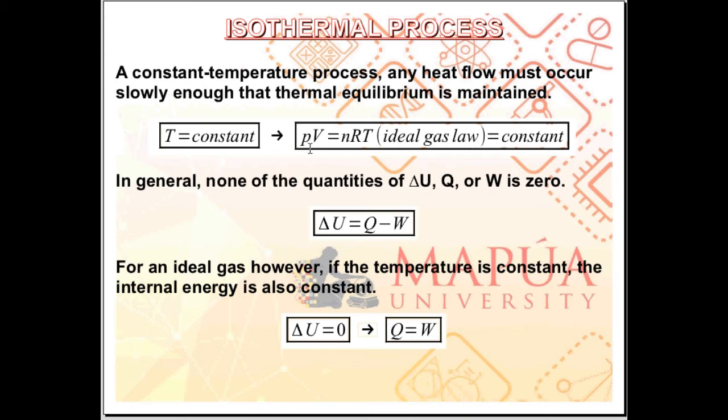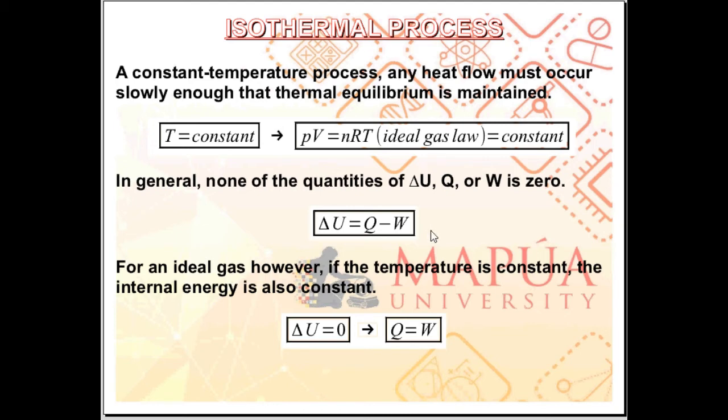Pressure times volume is constant in an isothermal process. In general, none of the quantities, delta U, Q, or work, is zero. They may be zero, but not necessarily zero. None of the quantities is zero. So the equation remains delta U is equal to Q minus W.